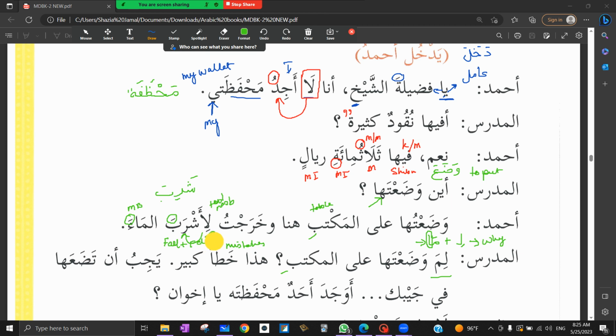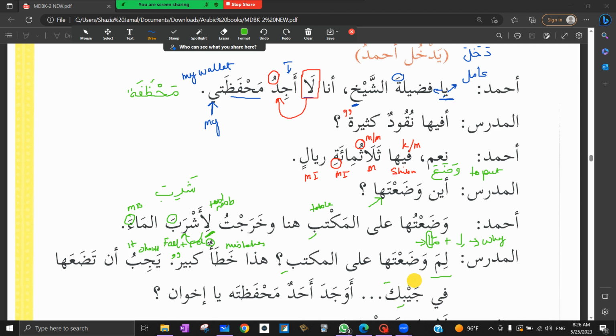Khata'un, see, it is in marfu nakira. It should also be in nakira. Since there are no harakas, you should be very attentive to what the harakas are, or what this noun is falling under. You should know while reading. So you should read haza khata'un kabirun. Yajibu means should. Yajibu, it should be. Tada'aha means you should put it fi jaybika.